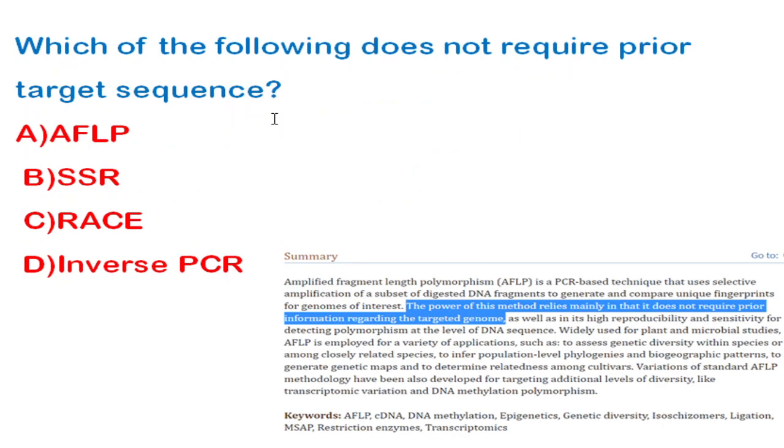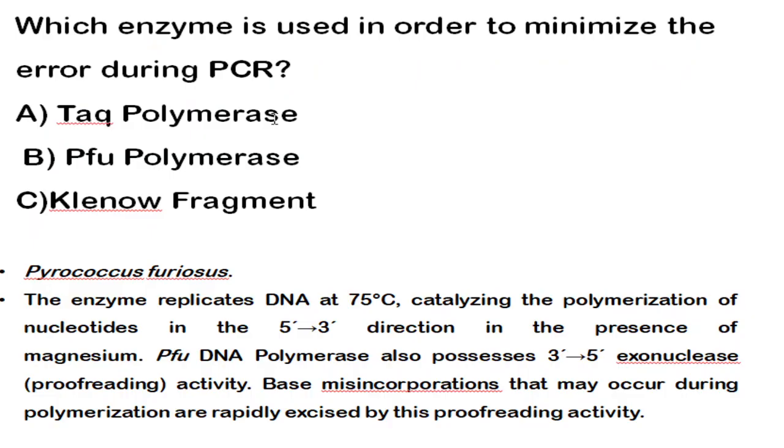Next is, which of the following does not require a prior target sequence? The correct answer is AFLP, that is amplified fragment length polymorphism. Here you can find it does not require any prior information regarding the target genome. So the correct answer is AFLP.